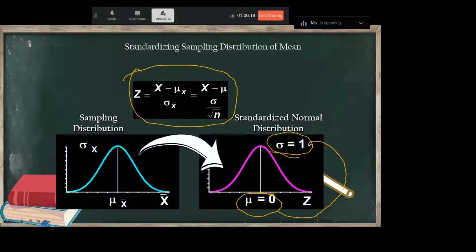So these are the parameters we already know. The parameters are mu and sigma x bar, right? So this one and this one are the parameters. This is also a normal distribution, but we standardize the normal distribution through the z-score, right? That we already know.